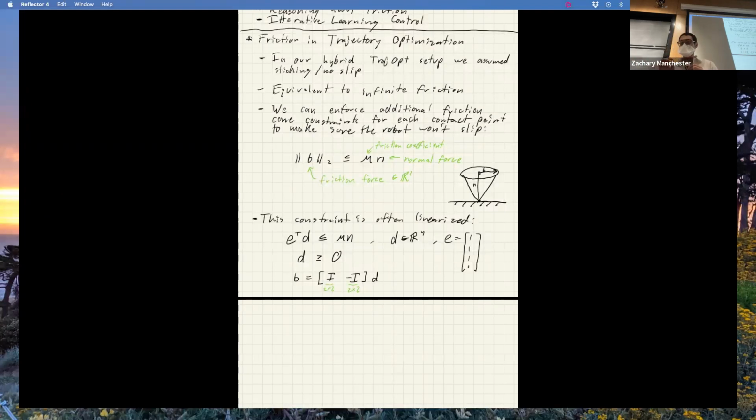So in that case, what is e transpose d doing? Can anyone tell me that?